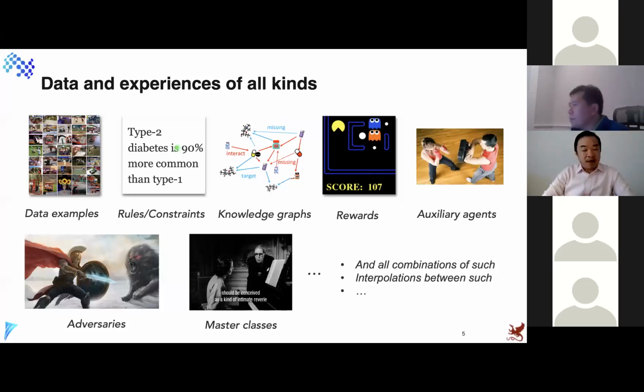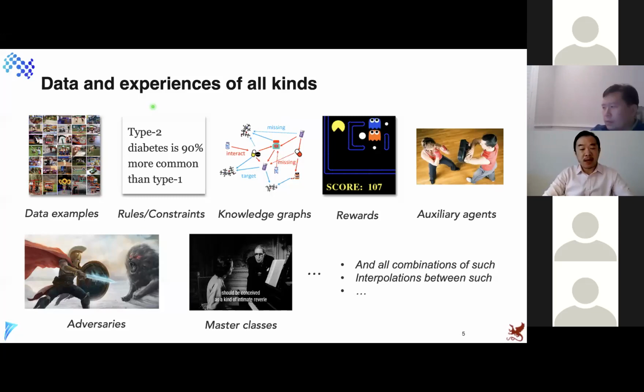Yeah, we are having all these different data and experiences of all kinds, right? So you have typical examples which are either labeled or not labeled. And then in a real world scenario, you very often get rules and constraints provided by domain experts. You may have structured knowledge such as a knowledge graph. And then if your learning scenario allows you to interact with the environment, you get rewards, auxiliary experiences from the agents or adversarial experiences from a challenger. And sometimes you may have a chance to work with a master, for example, that you can imitate from.